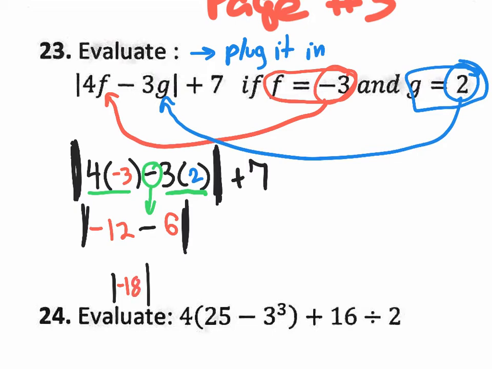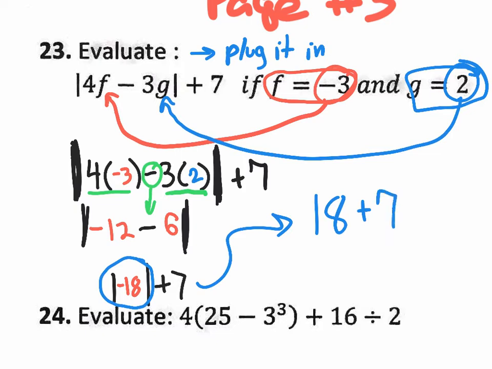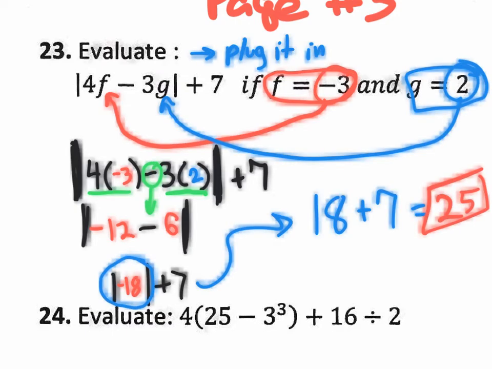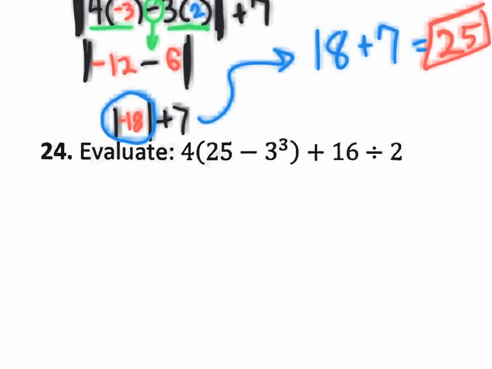Negative 18. And you still have the plus 7 on the outside. So what is the absolute value of negative 18? Positive 18. So you really have positive 18 plus 7. And what's positive 18 plus 7? 25. 25 is your final answer, guys.